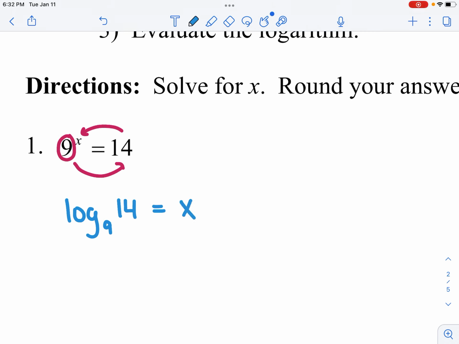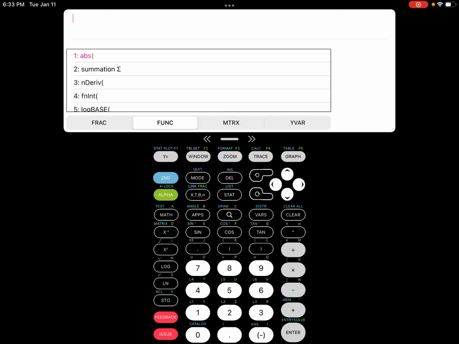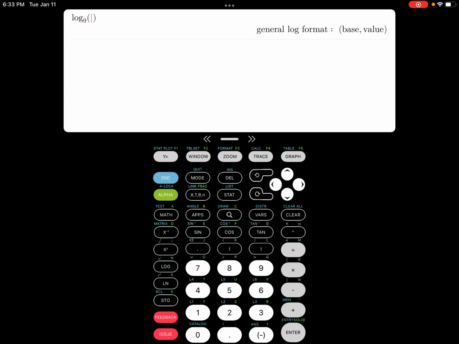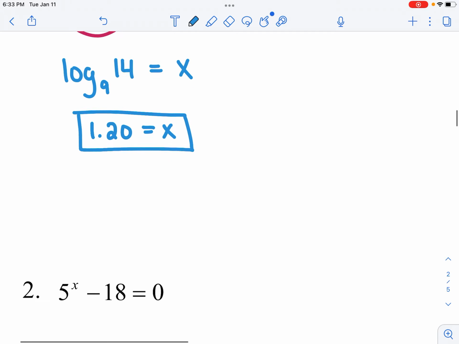Now this logarithm is entirely numerical, so now what we can do is go to the calculator. Alpha window number 5 is log base, a base of 9, and what's inside of the log is the 14. So we get 1.20108, and they're asking us to the nearest hundredth, so 1.20. So prior to this lesson, or prior to really understanding how to convert from one form to the other, we would not have been able to solve an exponential equation like this since we were not given another method prior to knowing how to use logarithms.